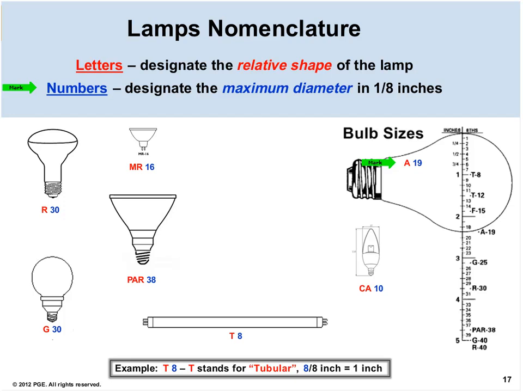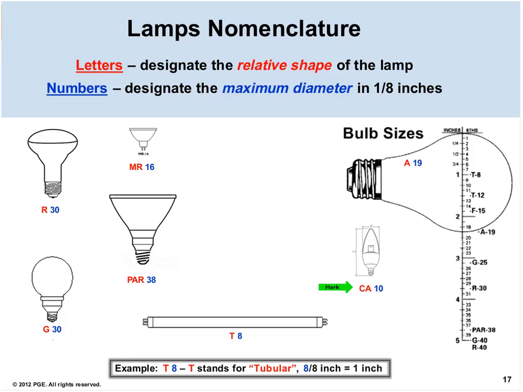Here we have our A lamp. A stands for arbitrary, and this one happens to be 19/8 of an inch or 2 3/8 of an inch. Over here we have an R lamp, which is a reflector. Down here is a globe, and both these lamps are 38 or 3 3/4 inch in diameter.